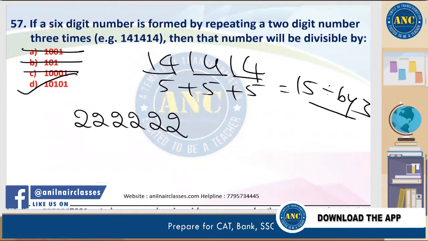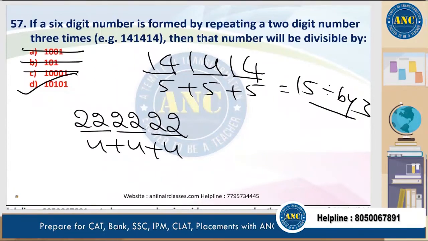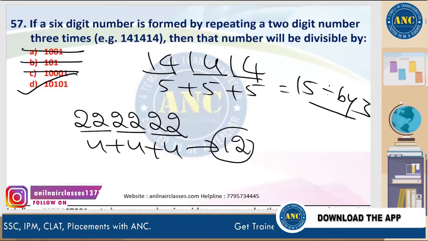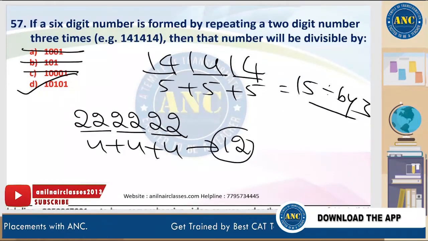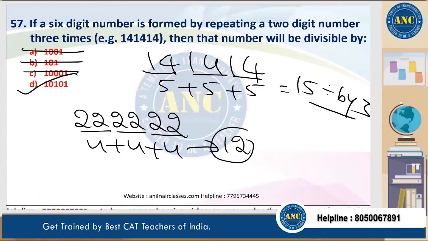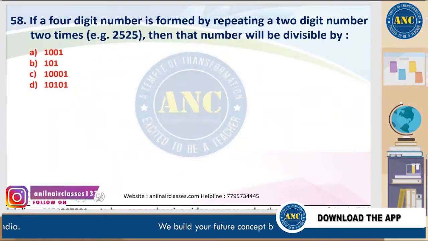Any 2-digit number, write it down 3 times: 2 plus 2 is 4, 4, 4, 4, plus 4 plus 4, 12. 12 is divisible by 3. Any 2-digit number written 3 times is always divisible by 3. What is the divisibility rule of 3? Sum of the digits should be divisible by 3.